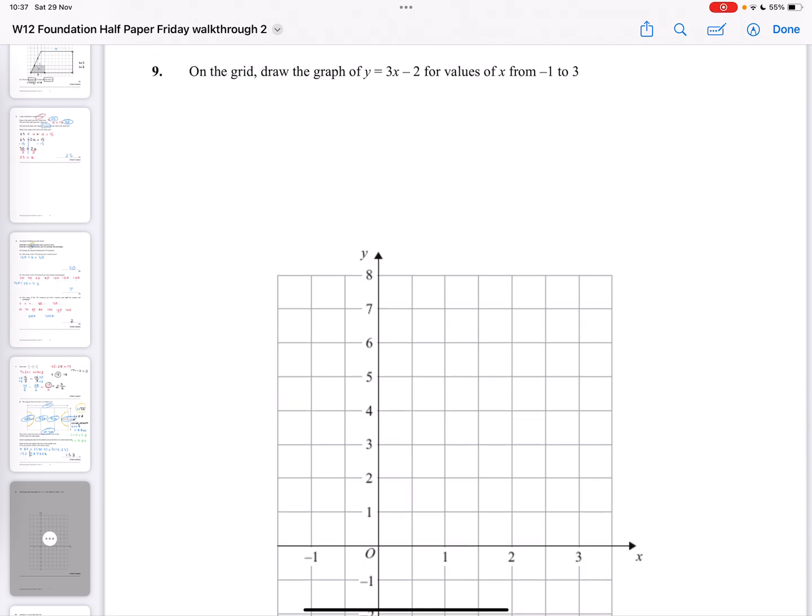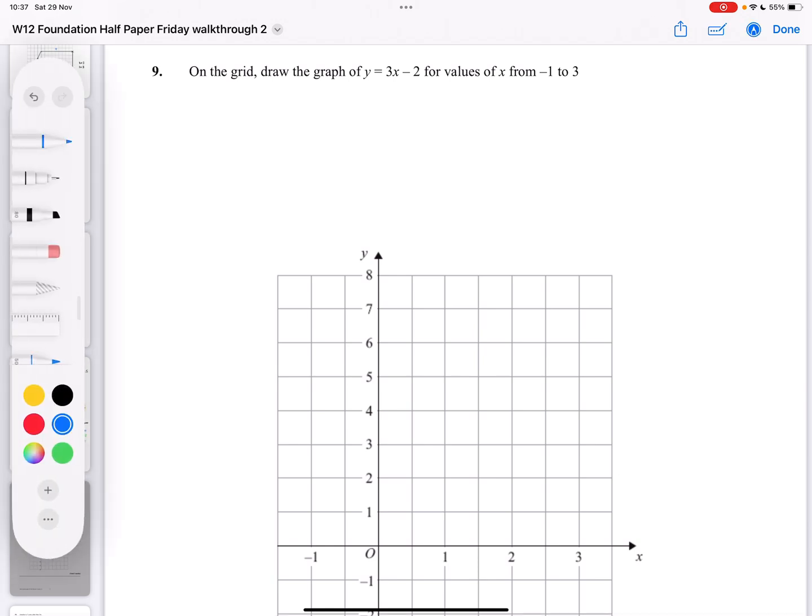Question 9 on the grid, draw the graph of y equals 3x minus 2 for values of x from -1 to 3. On a paper 2 or 3, I'd recommend that you use the table function on the calculator by pressing home, right, and then inputting twice into your tools. Firstly the table range, and then defining the function. But this is also a paper 1 skill, and because you can't see my calculator screen, I'm just going to model the solution of how I'd deal with it if it was a non-calculator paper.